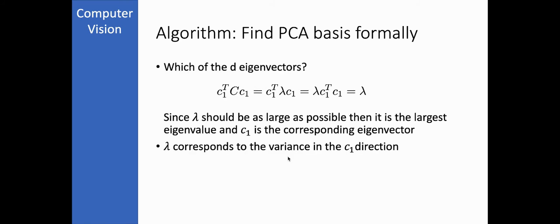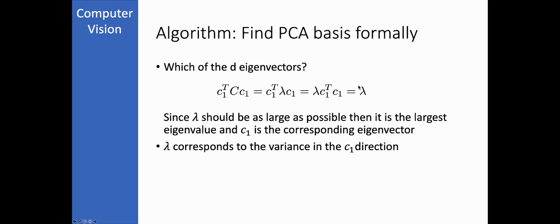So which of the D eigenvectors are we talking about? Again, we can compute this quite easily. Assume that C1 is an eigenvector. Then C1 transpose C times C1 will be the same as C1 transpose times the eigenvalue times C1. If C1 is of unit length, this will correspond to lambda.